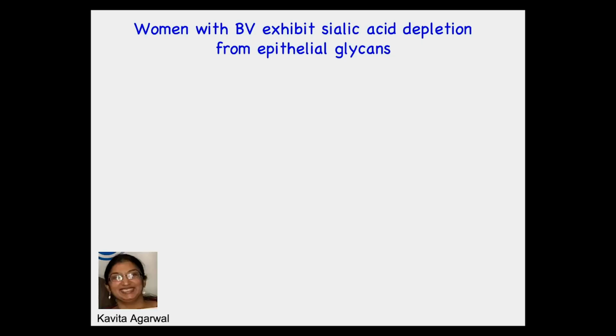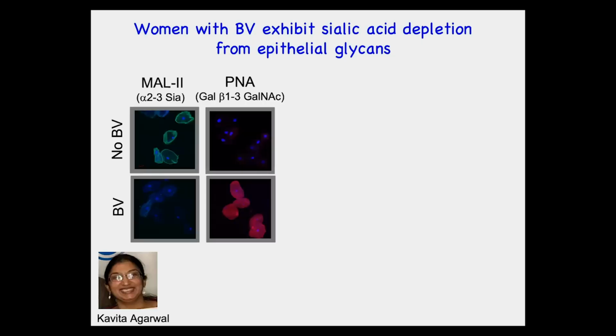We've also been able to show that in addition to these secreted molecules being degraded, sialic acids are also degraded from the epithelial surfaces. Here you're seeing MAL2, which is a sialic acid binding lectin, brightly stains the cell surfaces of epithelial cells from women that do not have BV. But from women with bacterial vaginosis, you don't see that green staining.